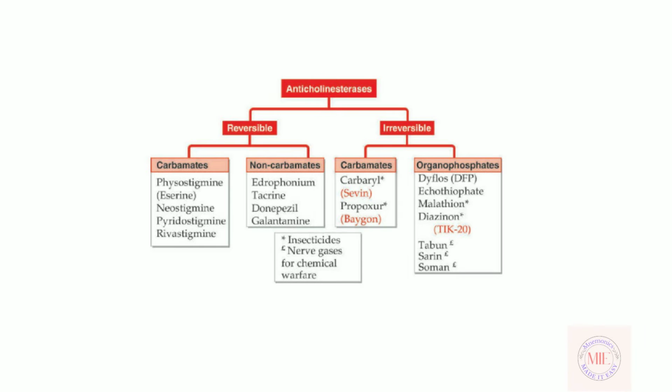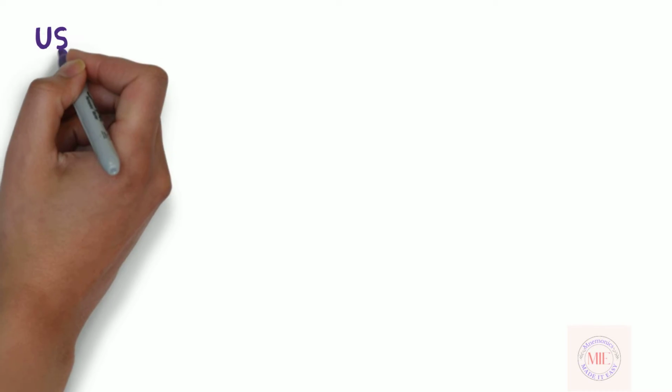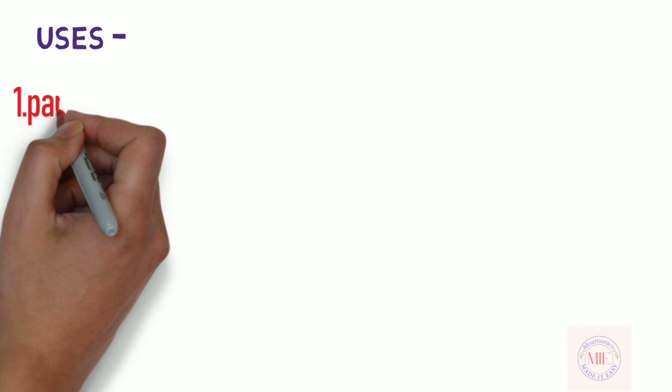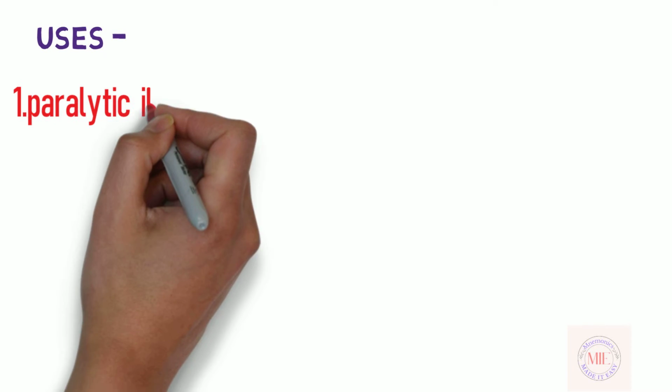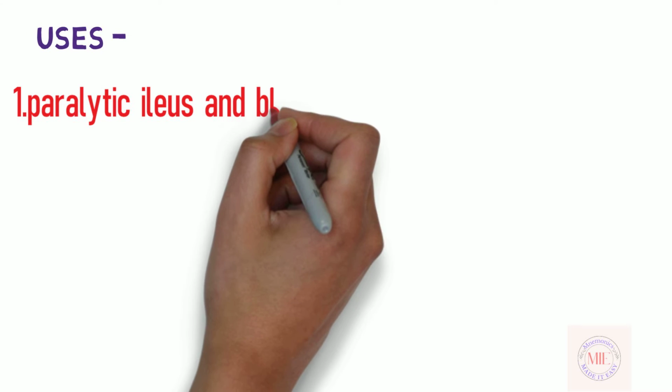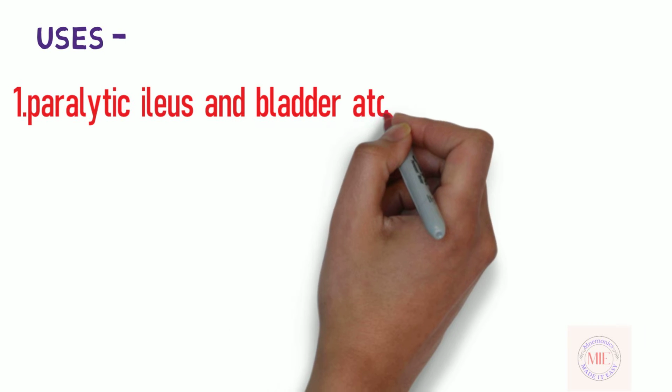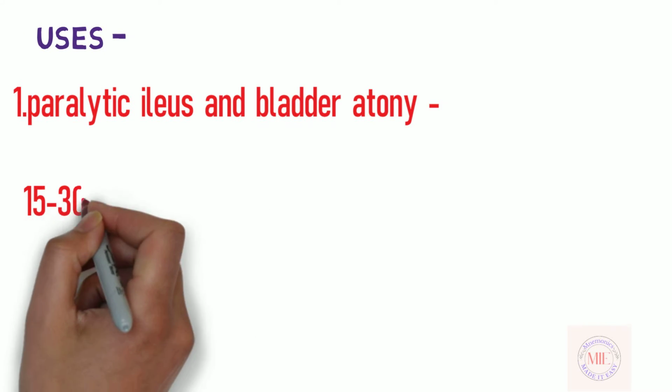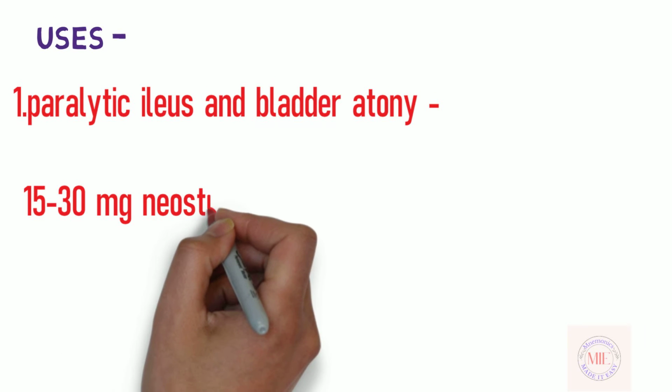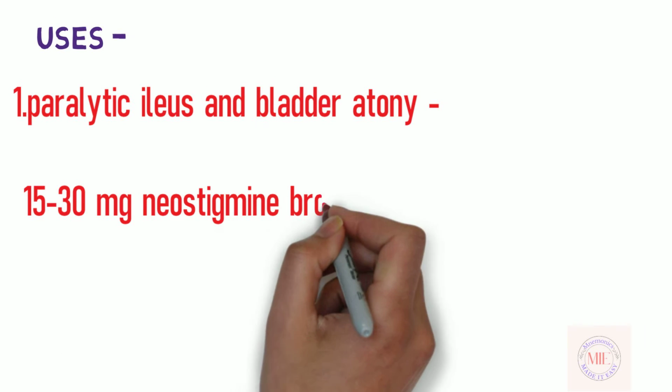1. Paralytic ileus and atony of the urinary bladder. In the treatment of both paralytic ileus and urinary bladder atony, neostigmine generally is preferred among the anticholinesterase agents. Directly acting muscarinic agonists are employed for the same purposes.